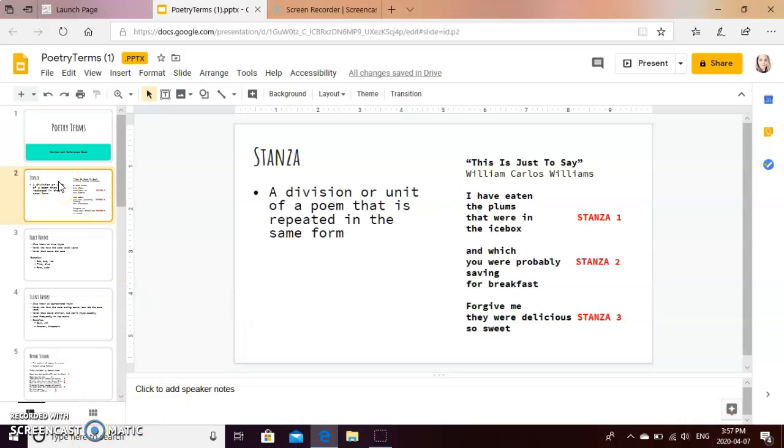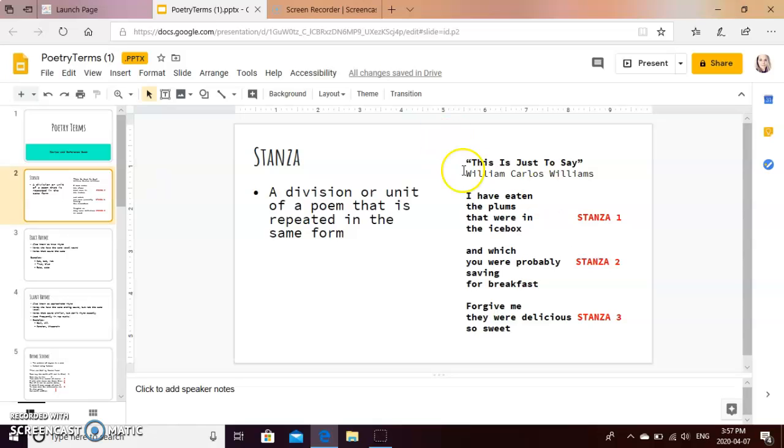So our first definition is stanza. A stanza is a division or unit of a poem that is repeated in the same form. Sometimes people get this confused with a verse, like they wonder what the difference between a stanza and a verse is. A verse is only one line of a poem, where a stanza has a repeating pattern. So stanzas can be made up based on a similar number of lines.